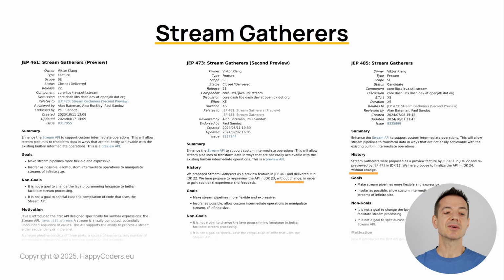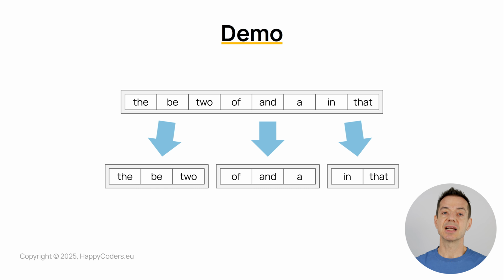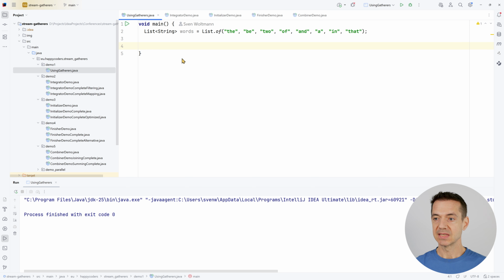In the first demo, we have this list of words and we want to group them into sublists of 3 words each. This is also known as a window operation. I have prepared the word list and we'll turn it into a stream.